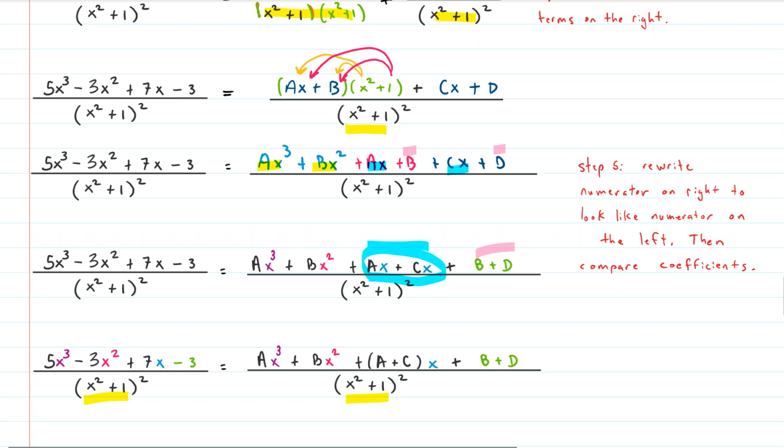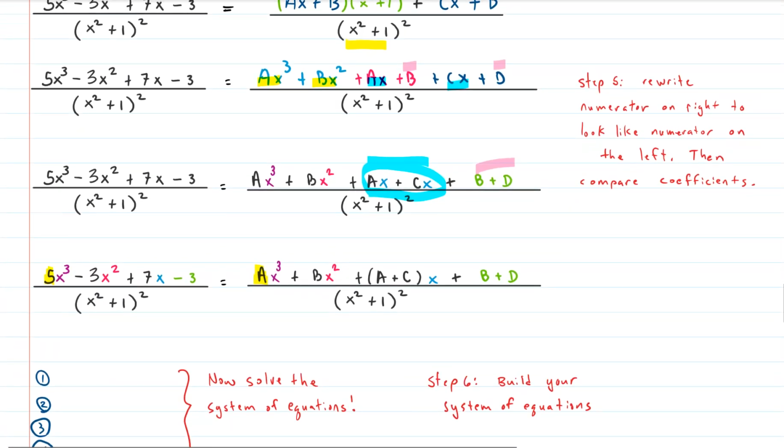So what is in front of the x cubed term on the left? We've got a 5. What is in front of the x cubed term on the right? A. So if these two terms really are the same, A has to equal 5. And we can put that down here. That's our first equation. For these two things to be equal, A must equal 5. Let's compare the squared terms now.